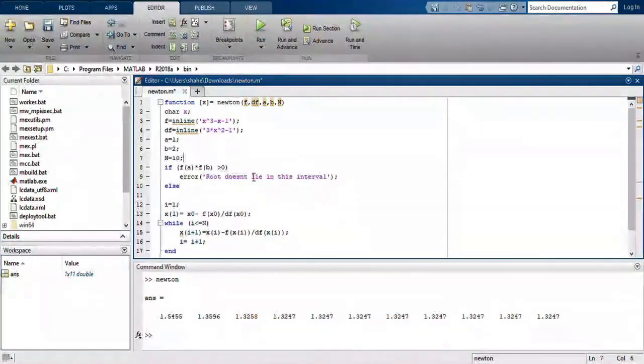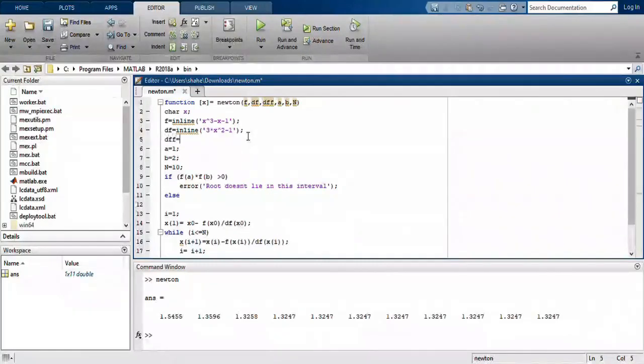Next is the initial approximation, and else means you have to continue. For the initial approximation you have to mention the second derivative. So after that I will write dff, the second derivative, so dff is equal to inline 6 multiplied by x, since the derivative of 3x square is 6x. So now you can use the condition.